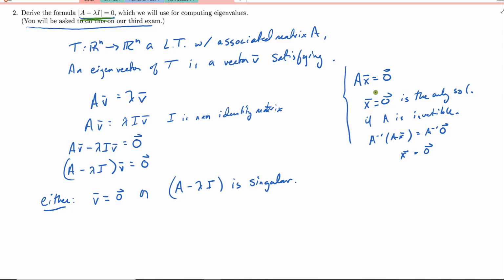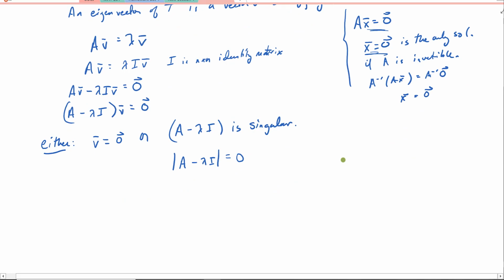And what's another way of describing a singular matrix? Well, a singular matrix is one where the determinant is what? Let's be careful here. If I can invert matrix A, then it's a non-singular matrix, and the only solution to this equation is the zero vector. But if I can't invert matrix A, then it's singular, and what's its determinant? Its determinant would have to be 0. Matrices that cannot be inverted have a determinant of 0. And there is our characteristic equation that we were wanting to derive.